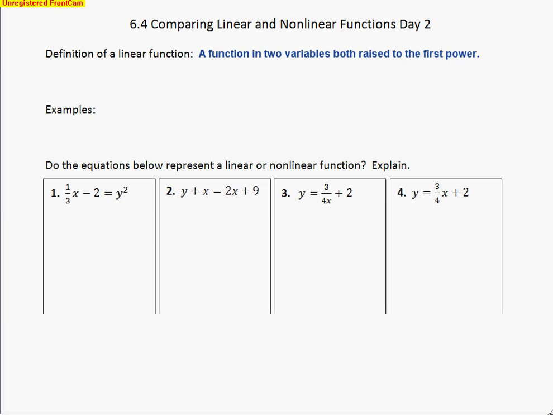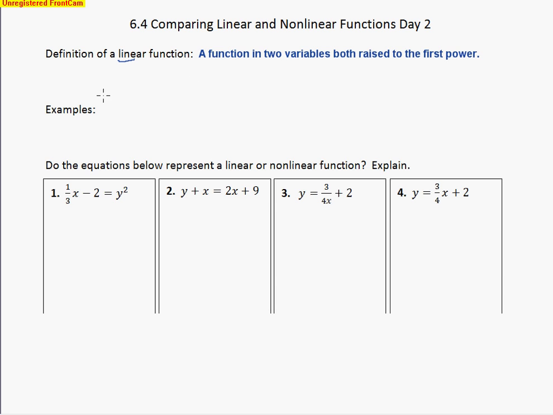This is the lesson for Chapter 6, Section 4, Comparing Linear and Nonlinear Functions, day number 2. So what we're looking at today is the definition of a linear function. And linear, if you look at that first 4 letters, we see the word line, and that's what a linear function is. It's a line when we graph it. And if we're just looking at the function itself, what we're looking at is 2 variables. So it's a function in 2 variables, both raised to the first power.